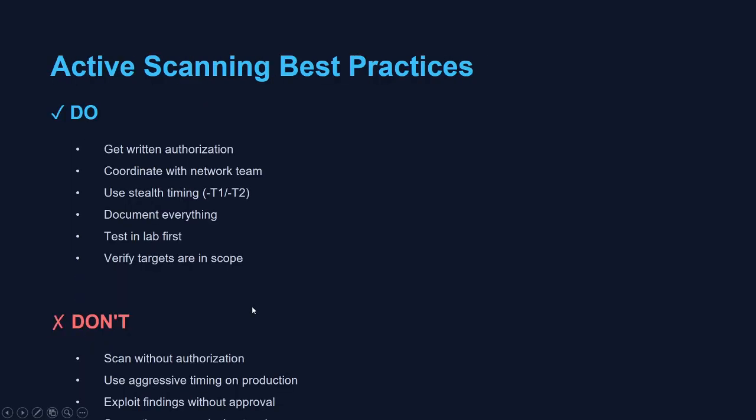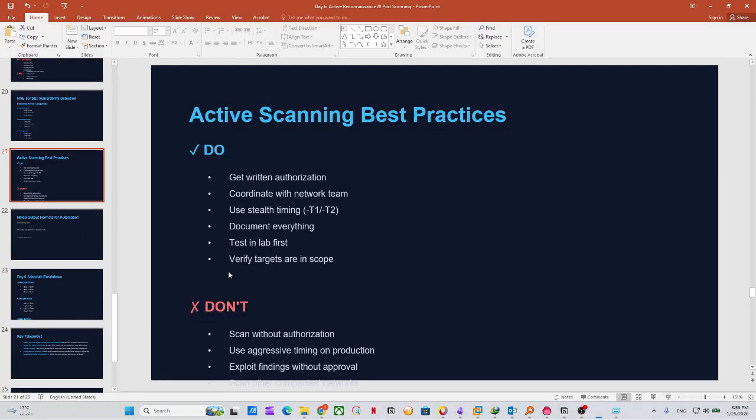So that's the thing. And active scanning best practices: get written authorization, coordinate with the network team, use stealth timing, -T1 or -T2, document everything and test in a lab first, verify target and scope.